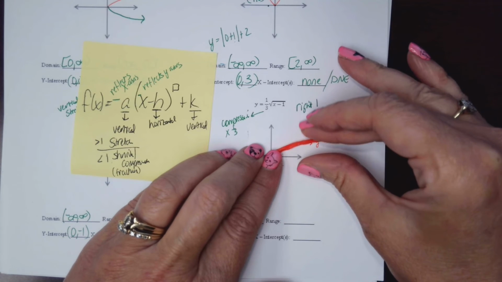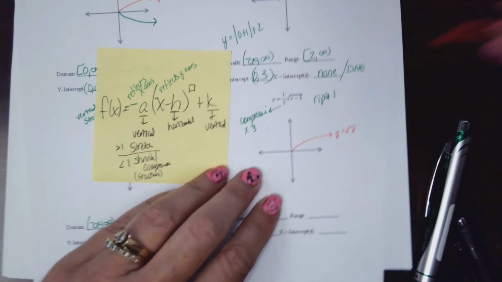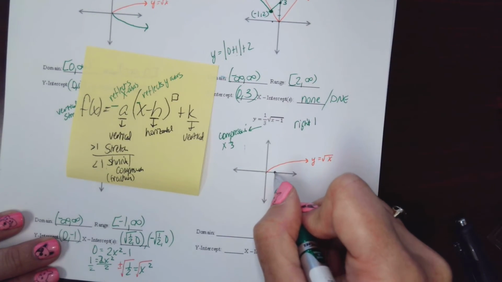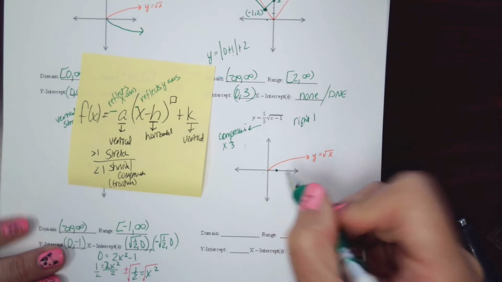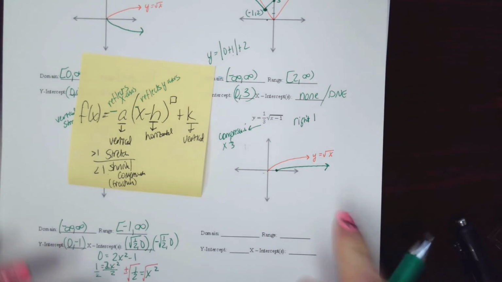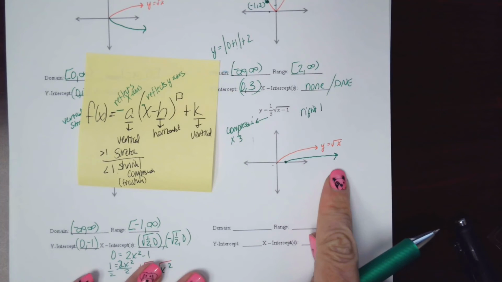Well, the square root function flattens out when I compress it. So I need to move it to the right one. So I shift my vertex over 1 and I compress it so it flattens out. So that's going to be my transformed function.